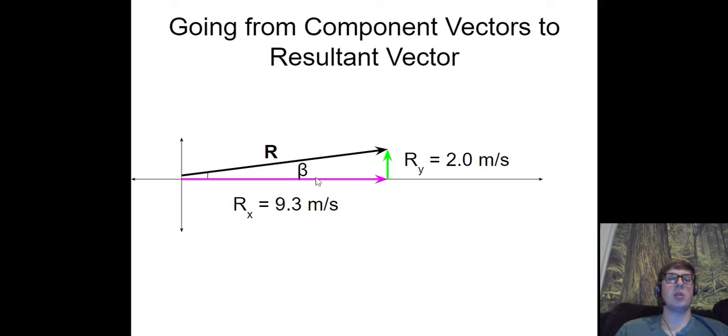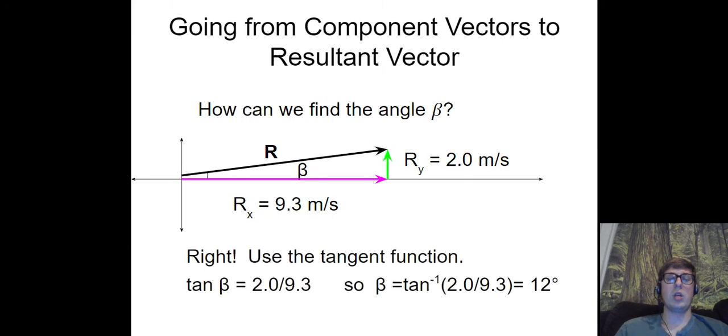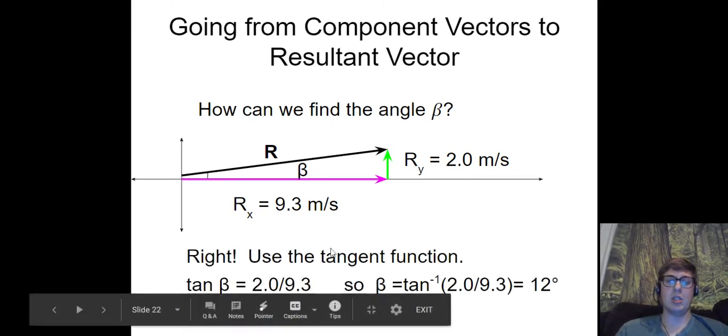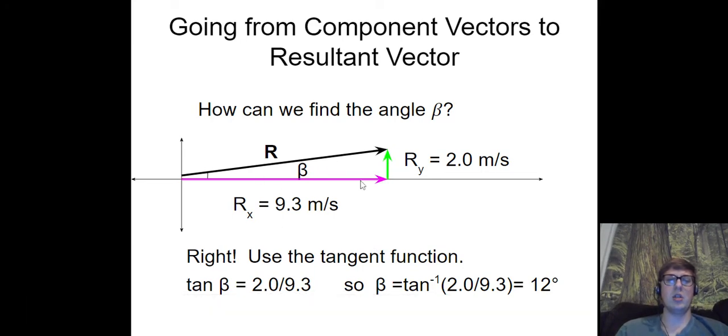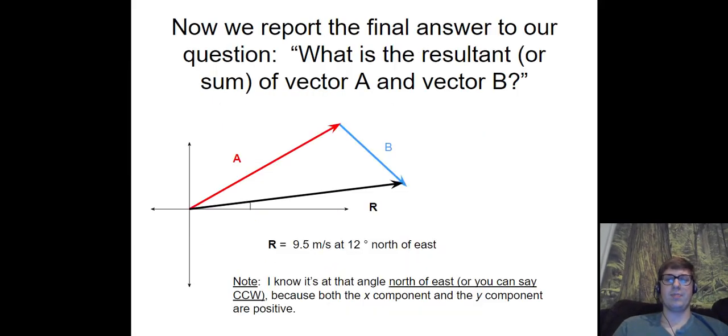Sometimes we're going to use theta. Most of the time we're going to use theta, but sometimes we can use beta or other Greek letters to represent our angles. If we want to figure out the angle beta, though, we're going to use the tangent function, because tangent is opposite over adjacent, or 2 divided by 9.3. So beta, if we want to figure out this angle, is going to be inverse tangent of 2 over 9.3, or 12 degrees. Make sure your calculator's in degrees. Degrees are going to be your friend.